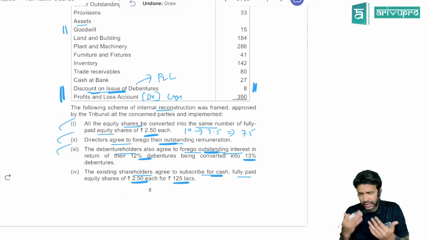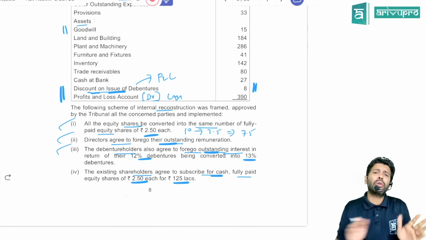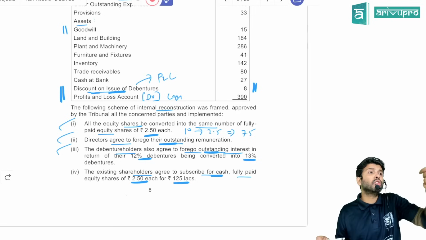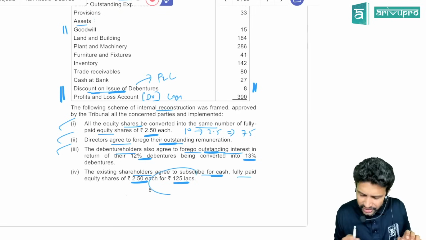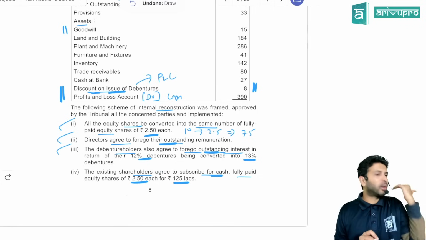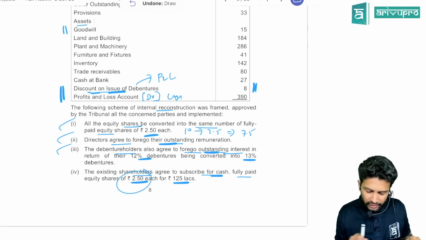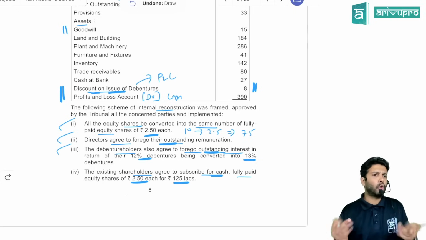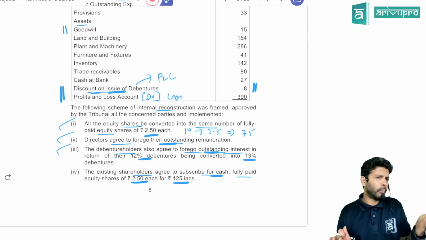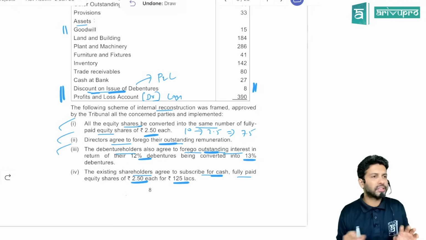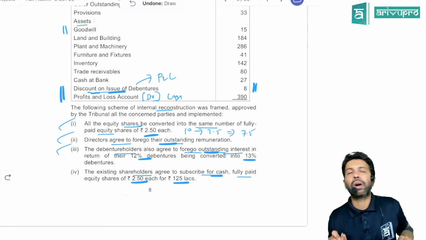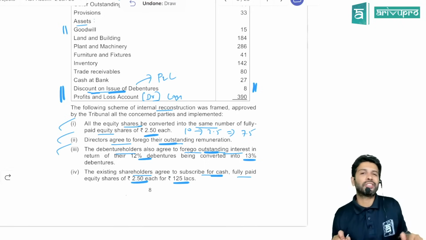Obviously, in internal reconstruction, you not only ask the shareholders or people to sacrifice, but you also need some money. So how are we raising money here? By giving new equity shares. And how much money did we raise in total? 125. And each share was issued at what price? 2.5. So is there any premium here? No, because it is issued at 2.5 itself, and the total worth is 125 lakh.